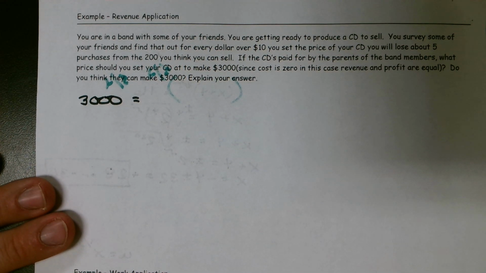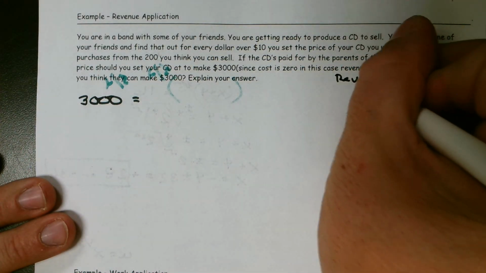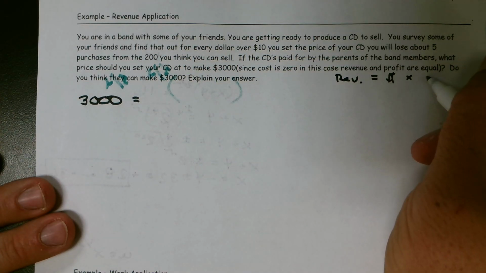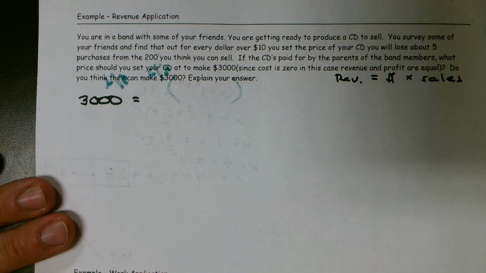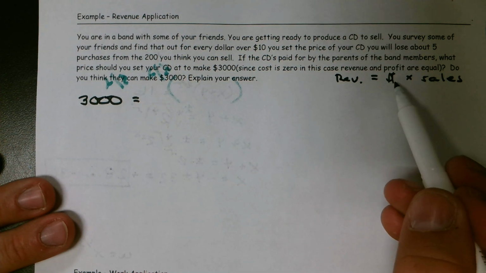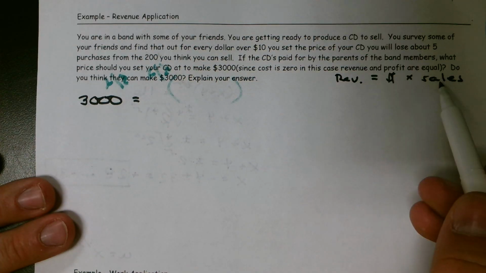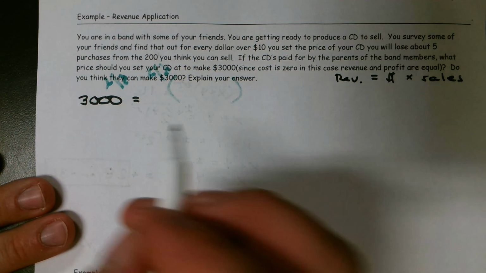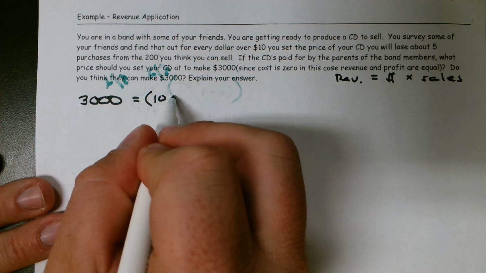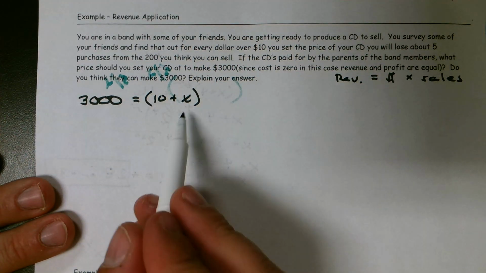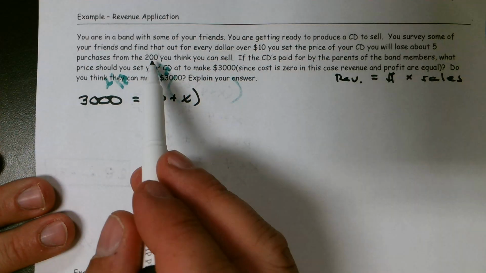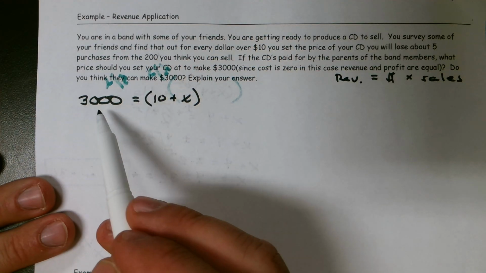So we know that revenue is equal to price times sales. Okay? Sell one CD for $10, $10 times 1, you make $10. $10 times 2 sales, you make $20, and so on and so forth. So price times sales. So the price of our CD is going to be $10 plus whatever we raise it, x amount of dollars. Because if we only sell it for $10 and we sell 200 of them, you're only going to make $2,000. We're trying to make $3,000.